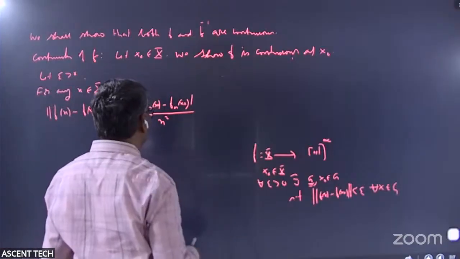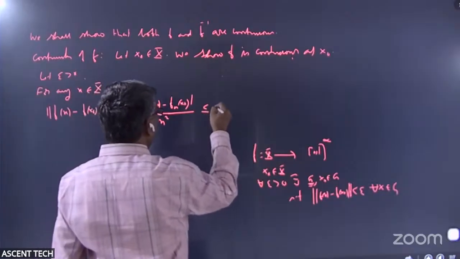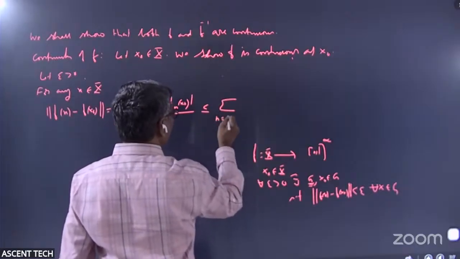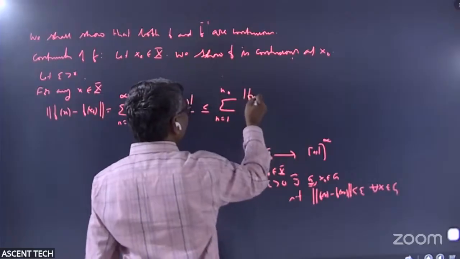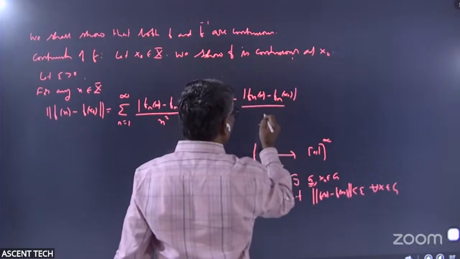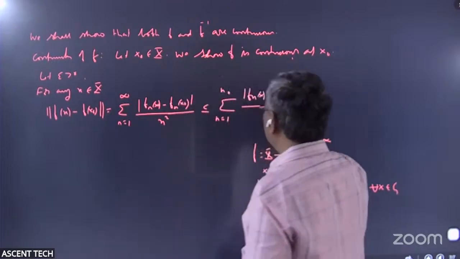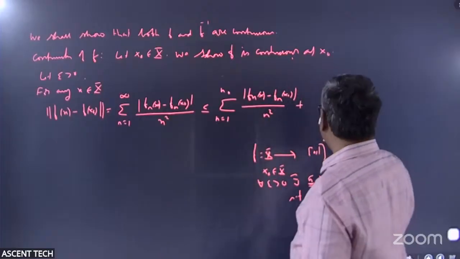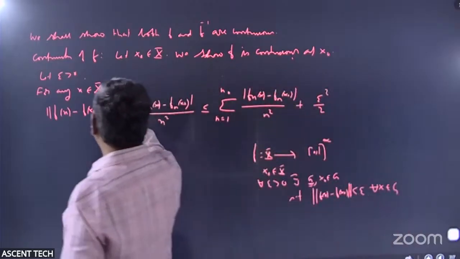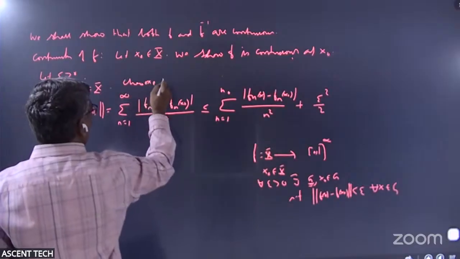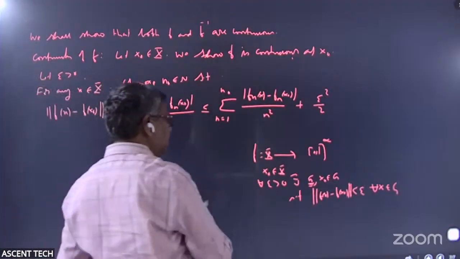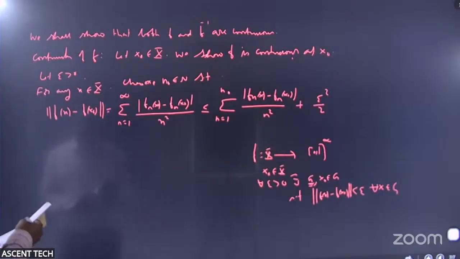Because of the presence of epsilon, I can say that this is less than or equal to, I take the bulk of the matter first, the sum from n equal to 1 to some n naught of mod fn x minus fn x naught by n squared, plus the tail, which is small, and that is smaller than some epsilon squared by 2. Okay, I can choose such an n naught, a natural number, such that this happens.